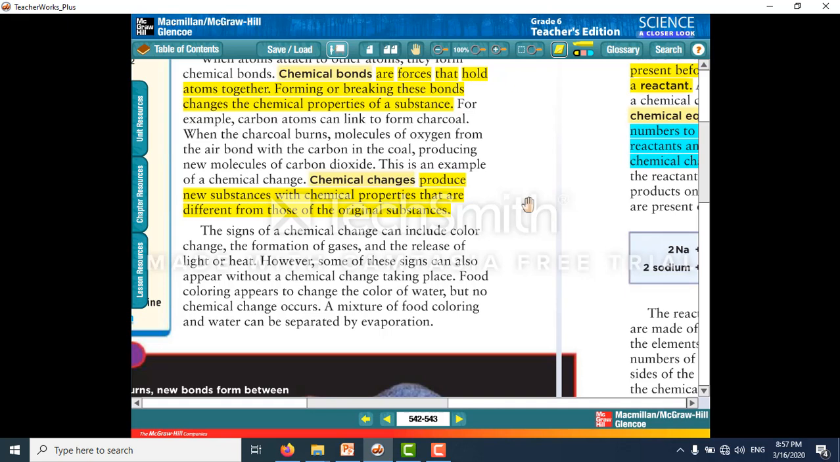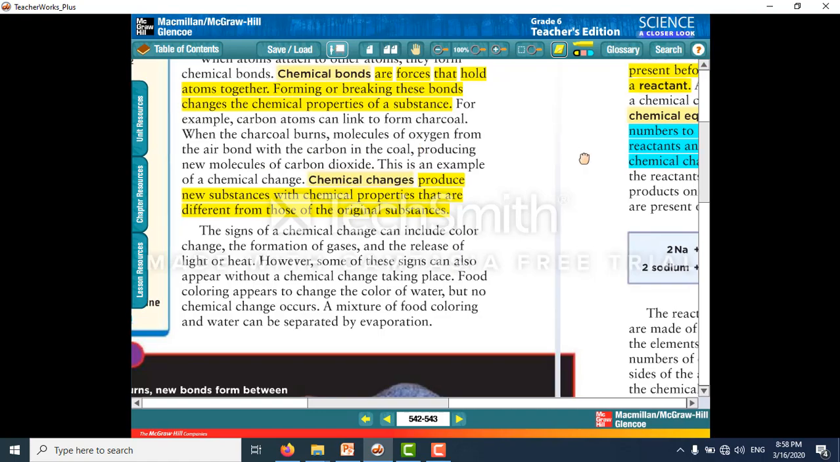Okay, here a chemical change can include color change, the formation of gases, and release of light or heat. However, some of these signs can also appear without a chemical change taking place. Food coloring appears to change the color of water, but no chemical change occurs. Yes, this is called what? This is physical. A mixture of food coloring and water can be separated by what? By evaporation. Water will evaporate and the color sinks down.